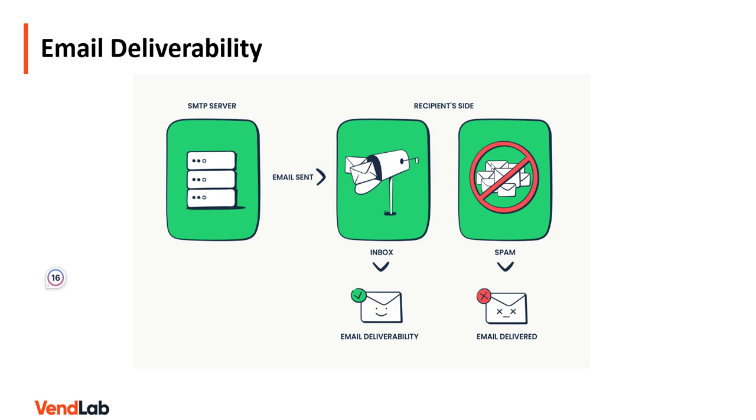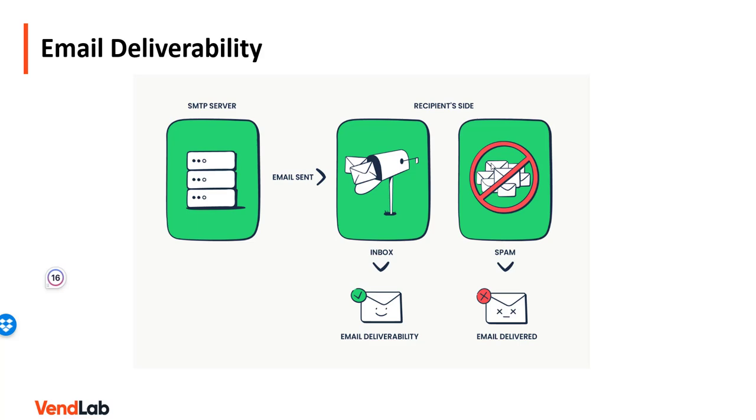So what is email deliverability? Email deliverability is about maximizing the number of messages that arrive in the inbox rather than being blocked or marked as spam by email providers like Gmail. Maximizing deliverability requires a set of best practices demonstrating that you are a responsible sender.